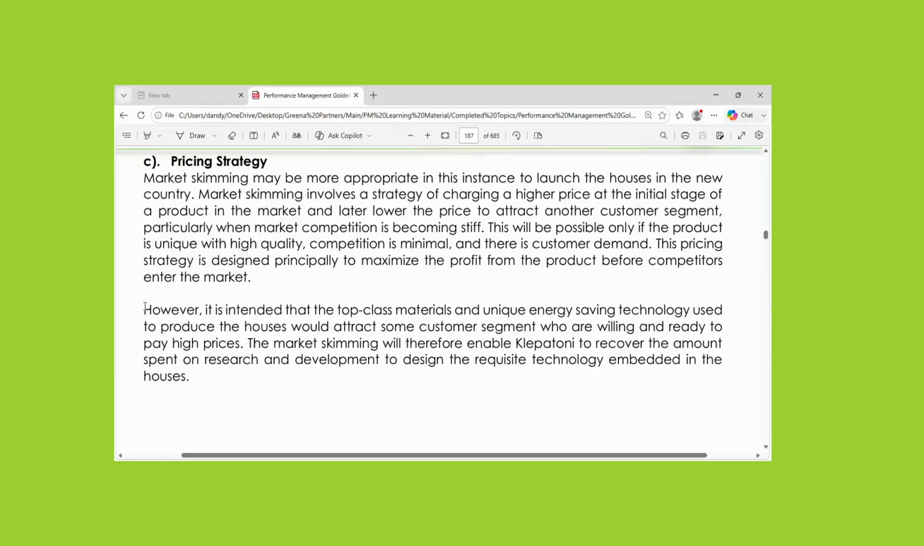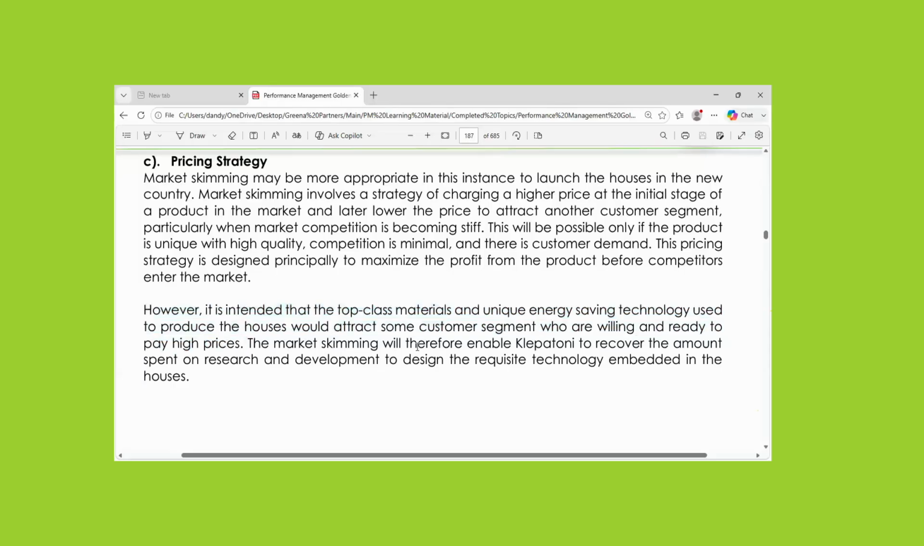However, just to close the class, it is intended that the high quality material and unique energy saving technology used to produce the houses would attract some customer segments who are willing and ready to pay high prices. The fact that other competitors are in the market does not mean that they are going to have the same prices. There are some customers that are willing to pay a high price because they can afford it. So the quality of our houses will be different from the general ones.